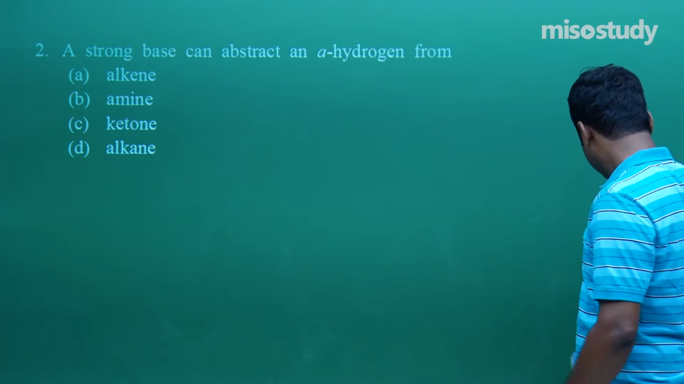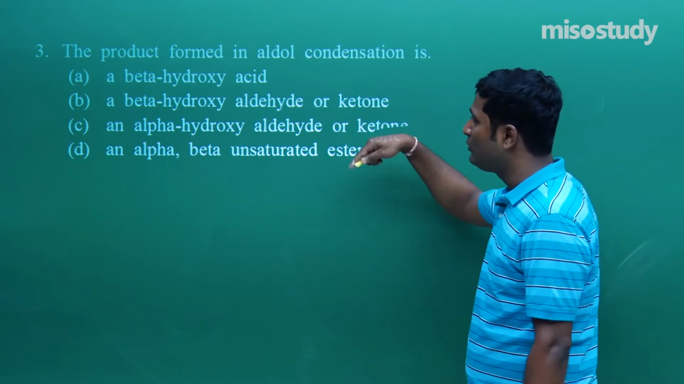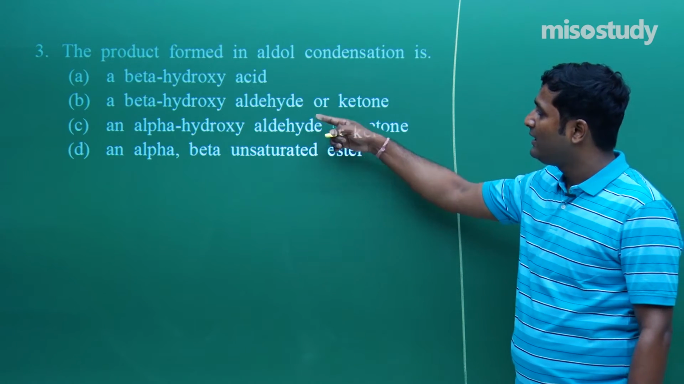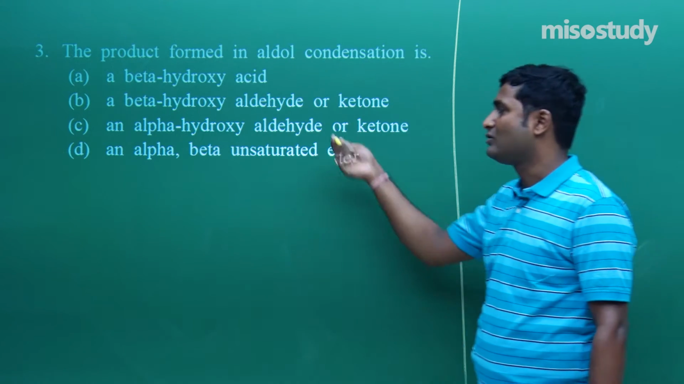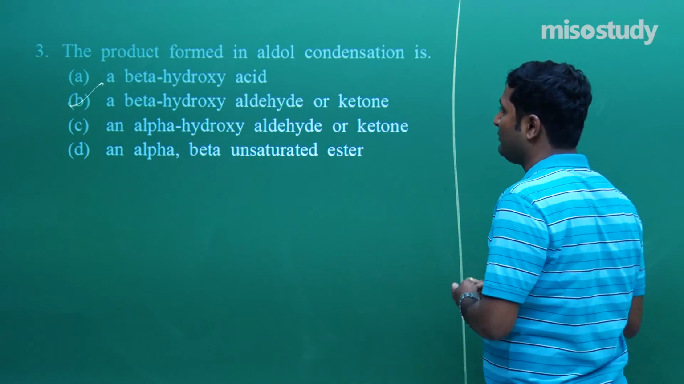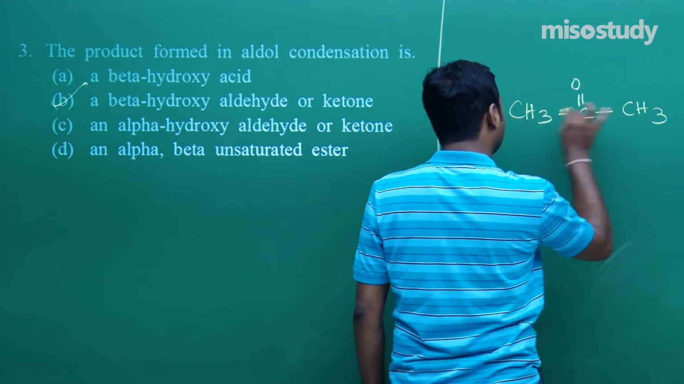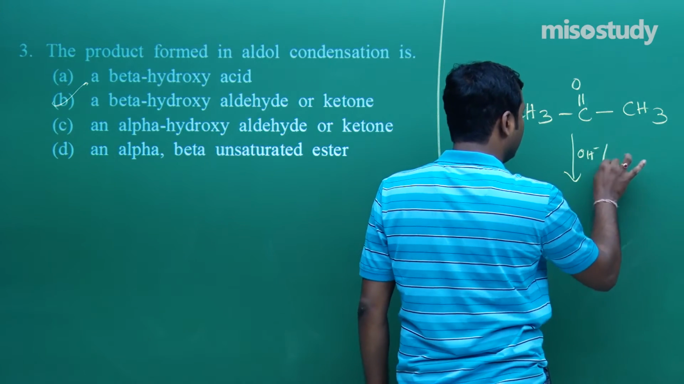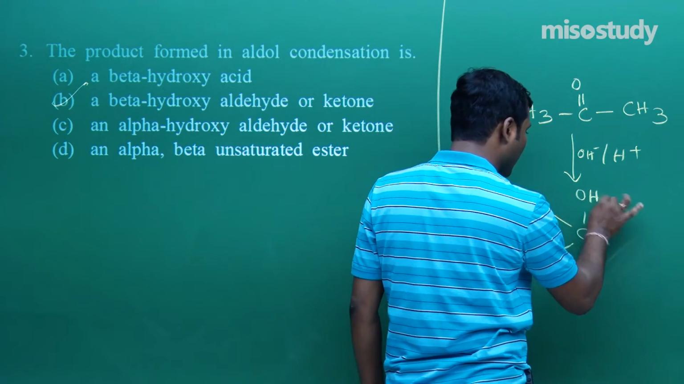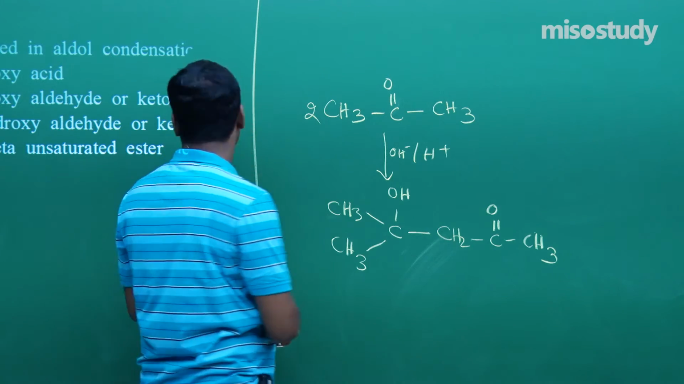Now question number 3. The product formed in aldol condensation. As I told you in my previous example, the product formed in aldol condensation is a beta hydroxy aldehyde or ketone. It is simple. So for question number 3, B is the correct option. Clear? I have given the example in my previous lecture. Again, you can write CH3COCH3. Clear to you? That is what will happen. It gives you CH3, then C, then CH3, put here OH, then CH2, then CO, then CH3. Alpha and beta hydroxy ketone.